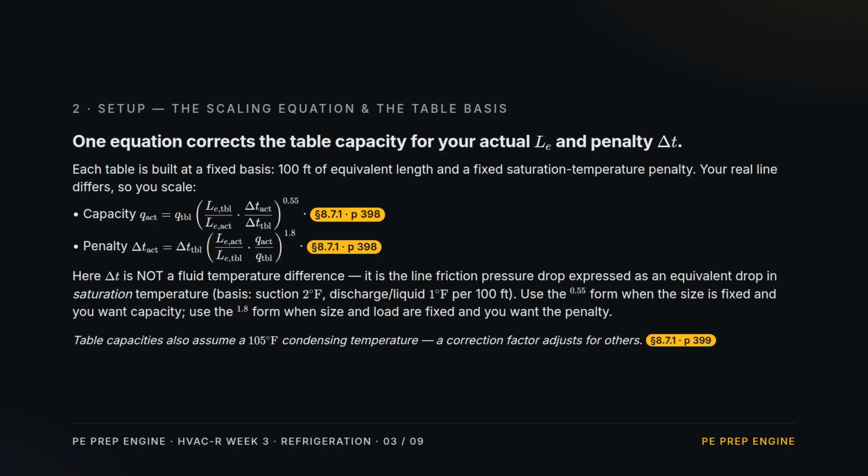Each table is built for 100 feet of equivalent length and a fixed saturation temperature penalty. Your real line differs, so you scale. The capacity form raises the length and penalty bracket to the 0.55 power. The penalty form raises its bracket to the 1.8. 2 independent tools for 2 questions. And watch the key term. Delta T here is not a temperature difference across a coil. It's the friction pressure drop written as an equivalent drop in saturation temperature. The tables also assume a 105-degree condensing temperature.